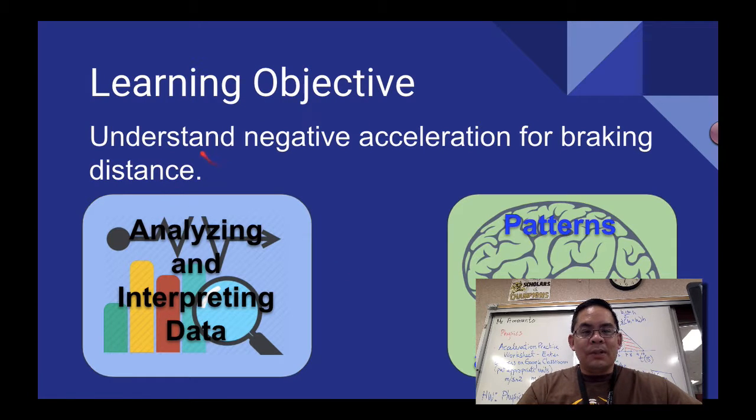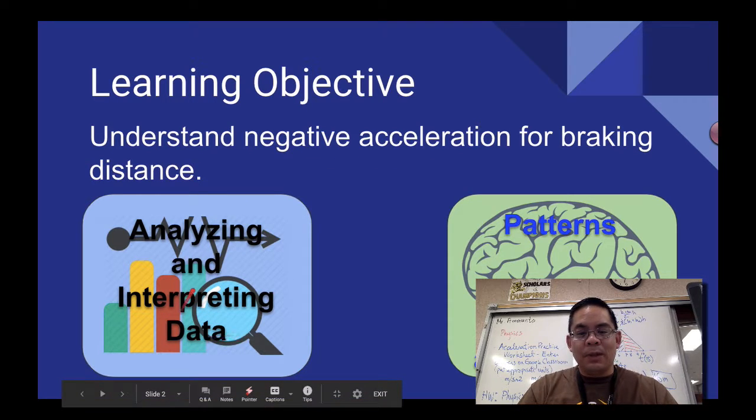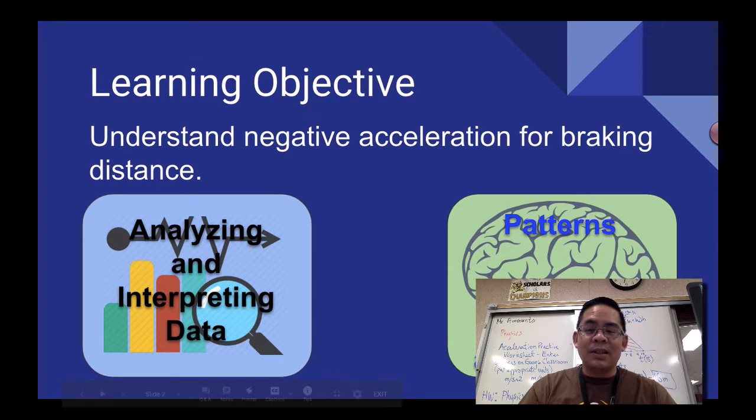So our learning objective is to understand negative acceleration for braking distance. Your job is to analyze and interpret data to make sure we can do that, and then recognize patterns, and of course with any number calculations we do, scale, proportion, and quantity.